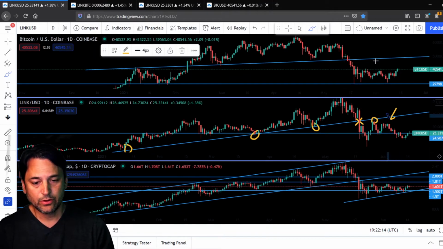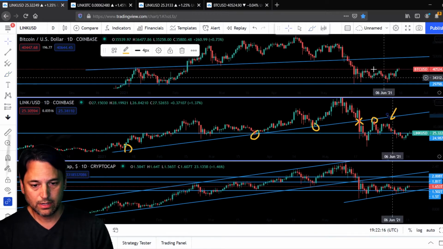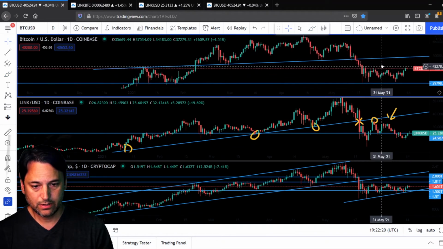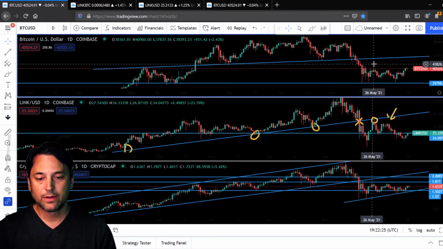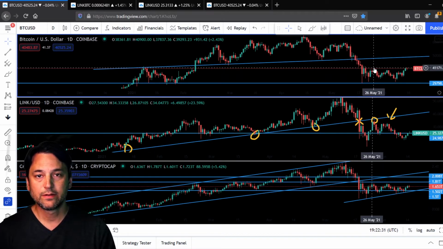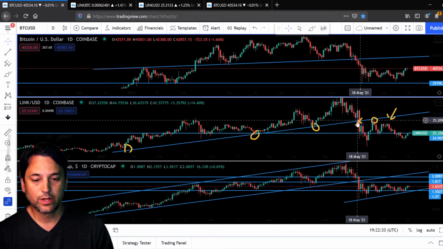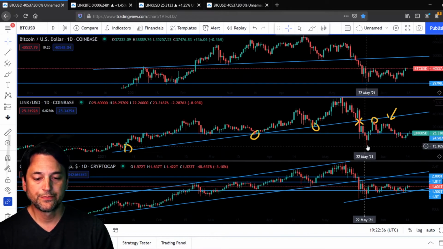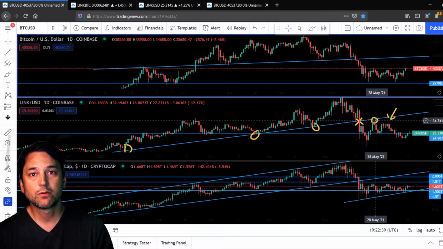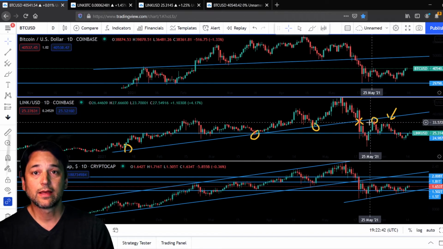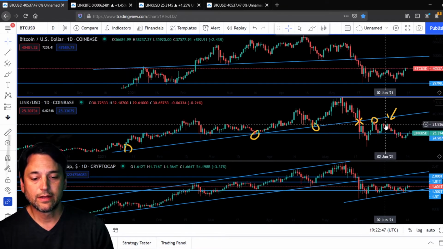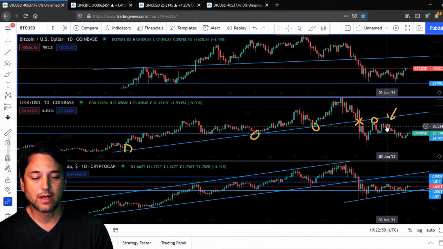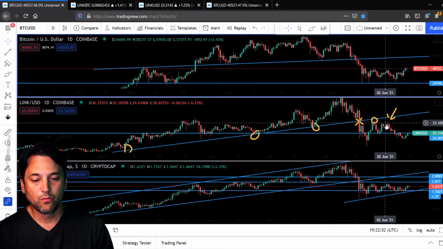Okay, so let me line up my charts here a little bit better. Okay, so if we look at the same, so on the top we have Bitcoin, the middle chart is Chainlink, and the bottom one is the total crypto. So when everything crashed, obviously they all went down, but Chainlink rebounded pretty nicely. It got back up to that blue line again. And then it came back down again. As I said, it failed to reach that same line. So what happened?